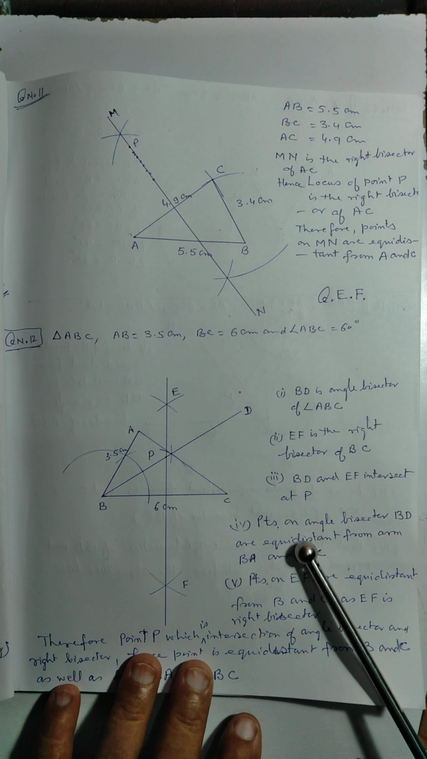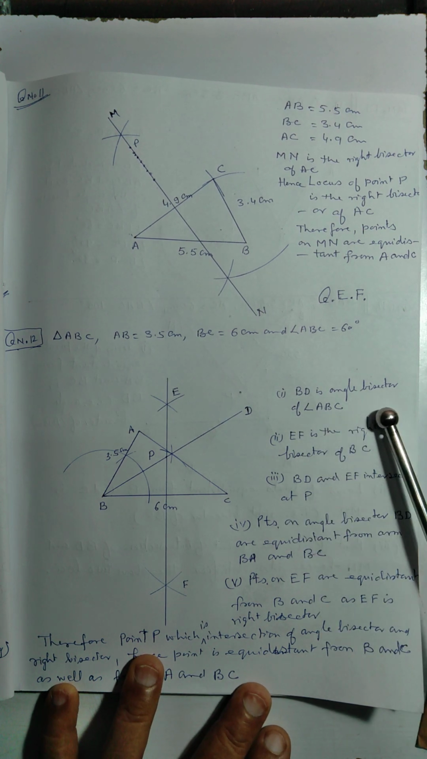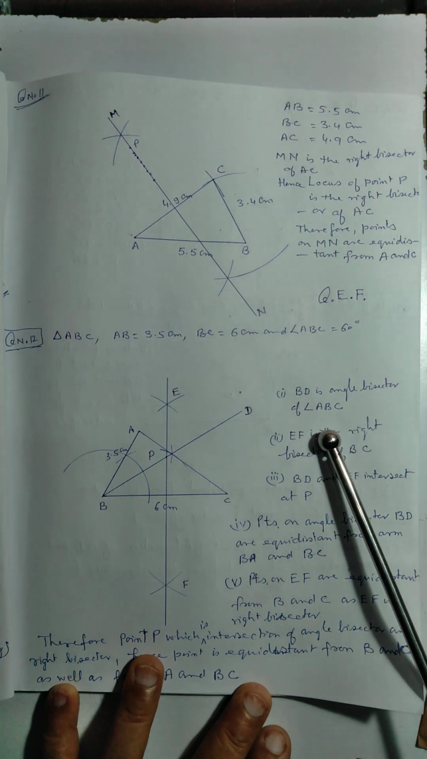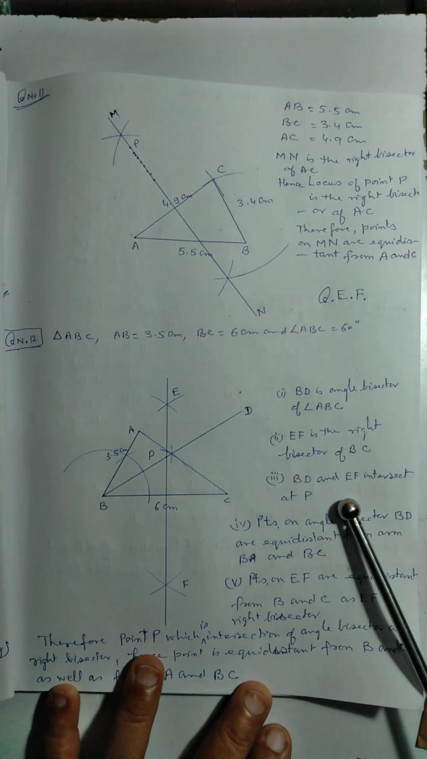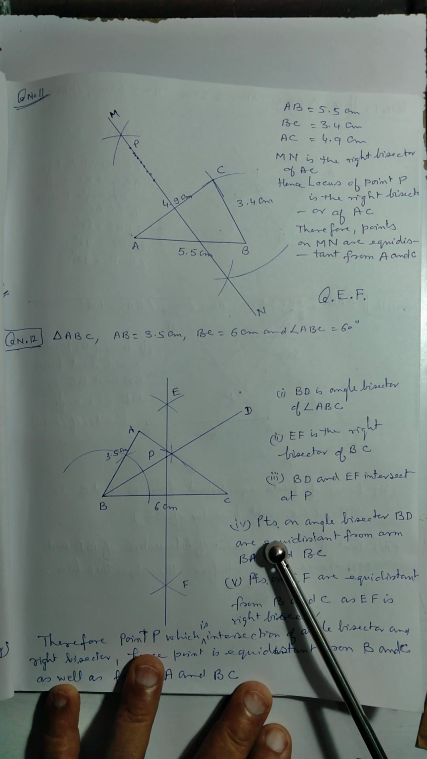You see, I have mentioned it here. BD is the angle bisector of the angle ABC. EF is the right bisector of BC. BD and EF intersect at P.